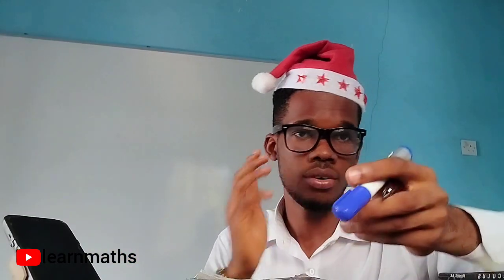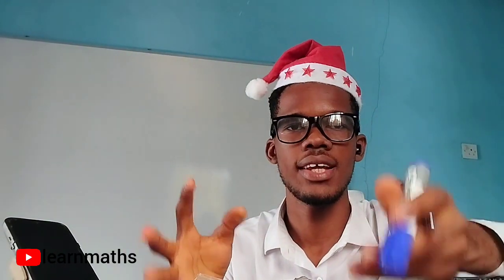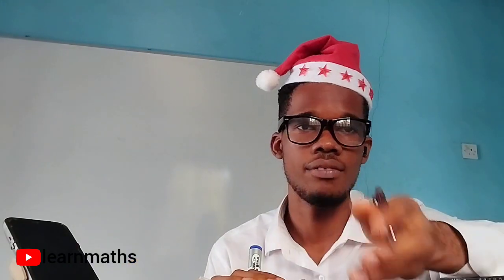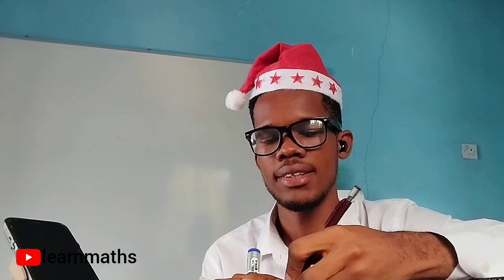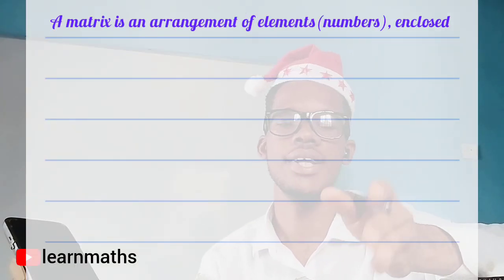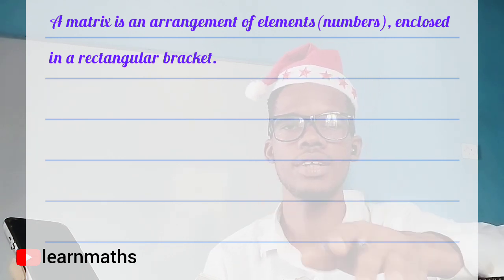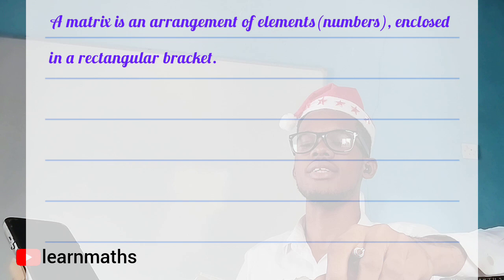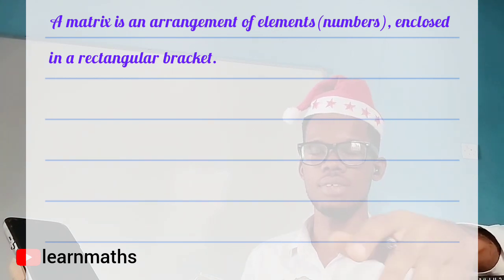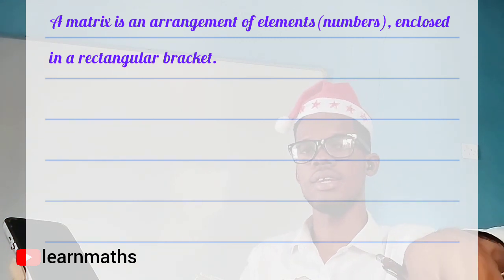Before we proceed, do well to get a pen and a book so you can take down some notes as we go on. Now let's start with the definition of a matrix. A matrix is an arrangement of elements enclosed in a rectangular bracket. In this case, our elements are going to be numbers, not alphabets. In this mathematics, we deal with numbers, so our elements are going to be numbers.